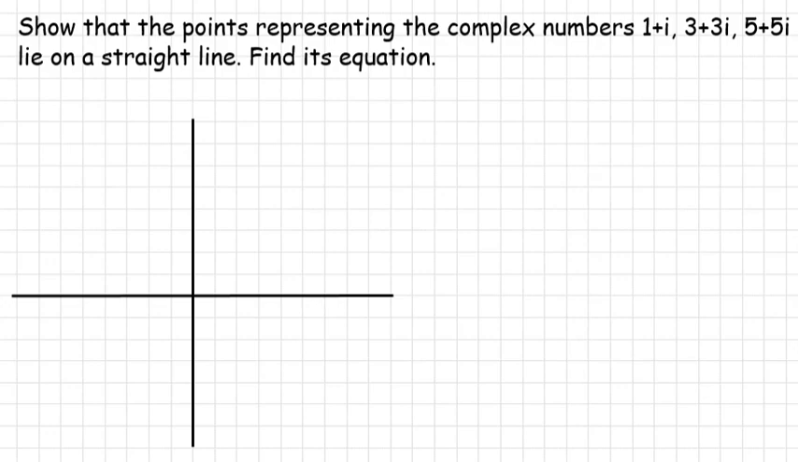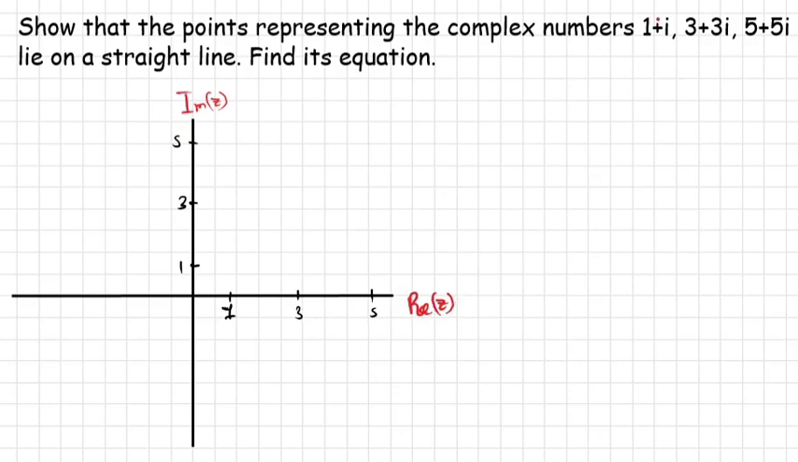Show that the points representing the complex numbers 1 plus i, 3 plus 3i, and 5 plus 5i lie on a straight line. Find its equation. Alright, so let's say this here is our 1, and this here is also our 1, positive. Then let's put our 3 somewhere here, and our 3 somewhere here, then our 5 up there, and our 5 here. So if this is an Argand diagram, then we know that this is the imaginary axis, and this one here is the real axis.